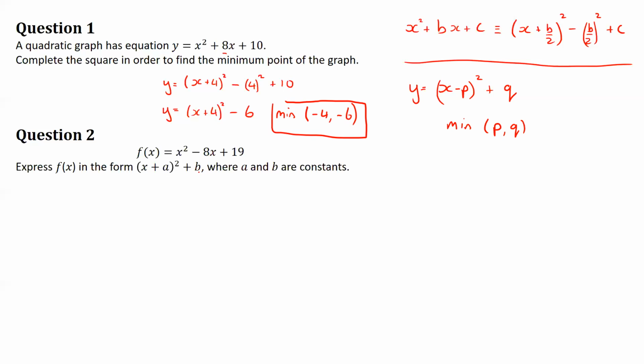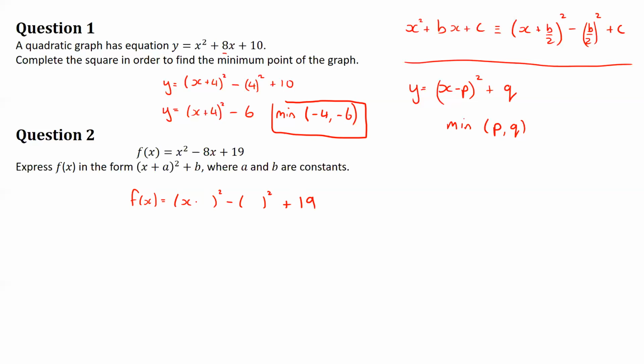Question 2 then, same idea. I'm just going to go through a little bit more. The harder these get, it's just with numbers now. So f of x is equal to, open up your bracket, remember that's squared, we're going to minus something squared, and then we've got this plus 19. So all I need to do is fill in those blanks.